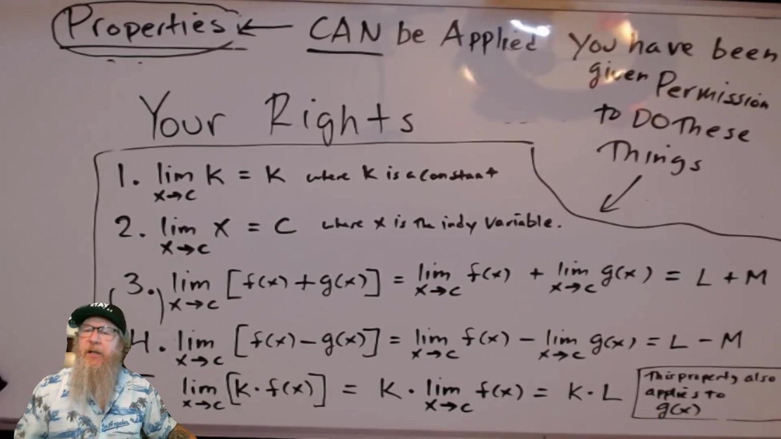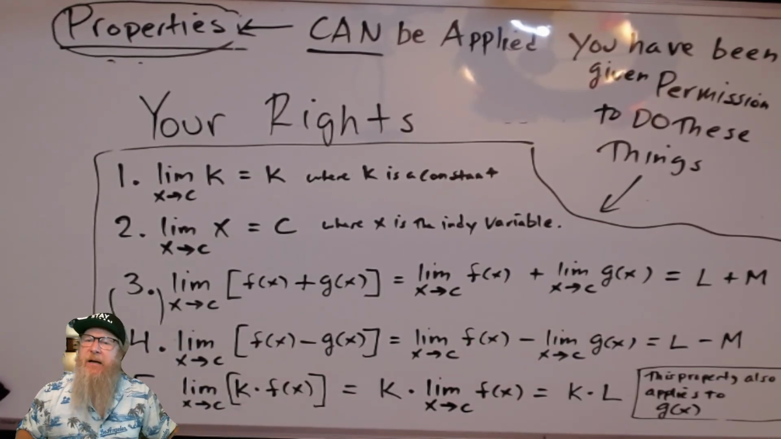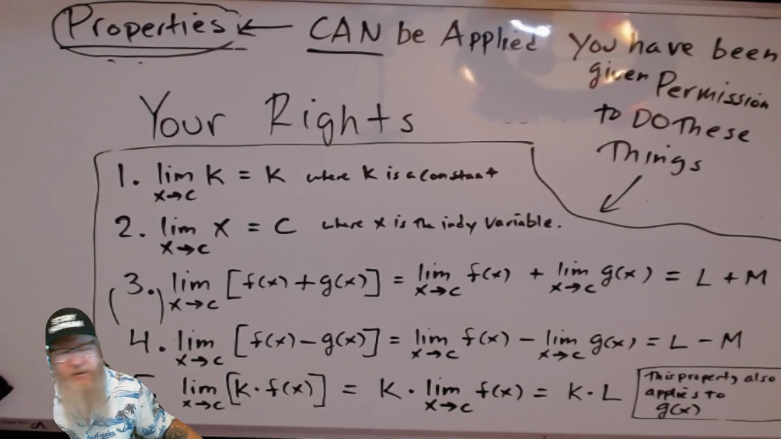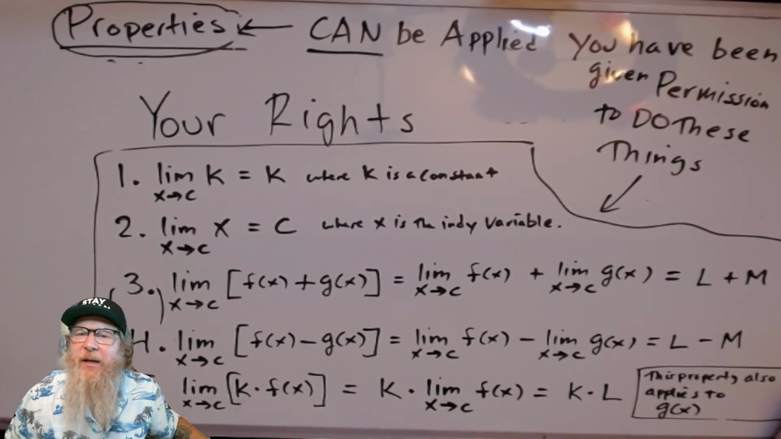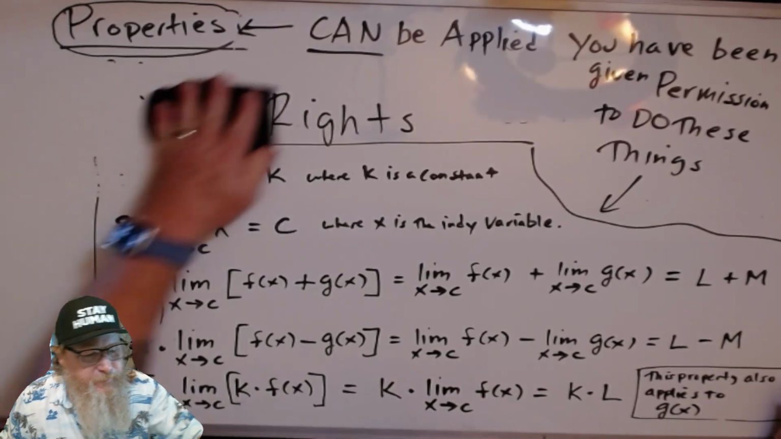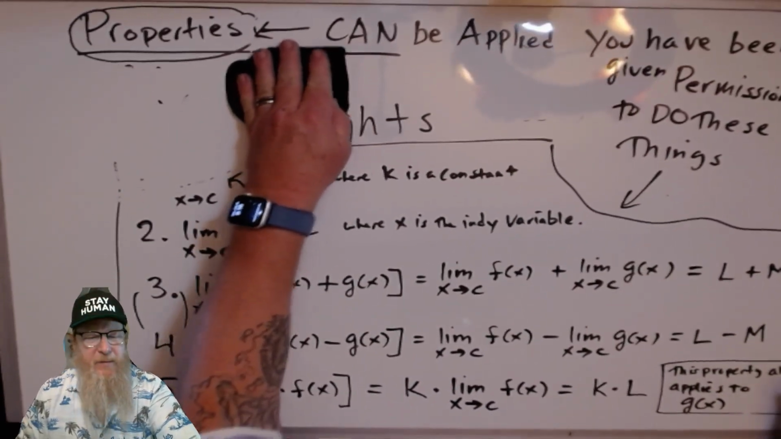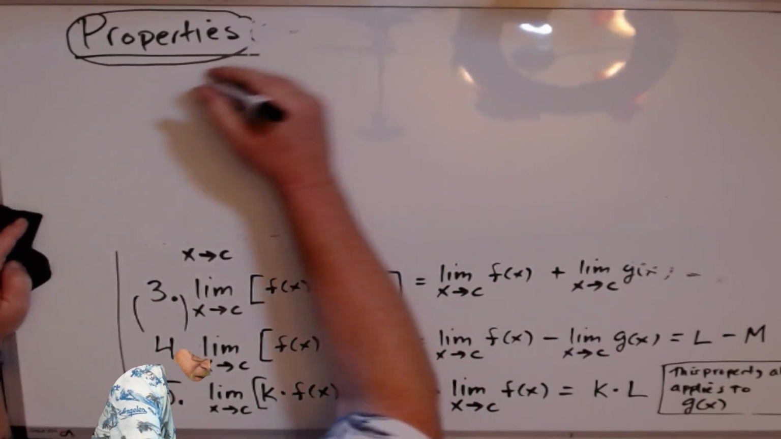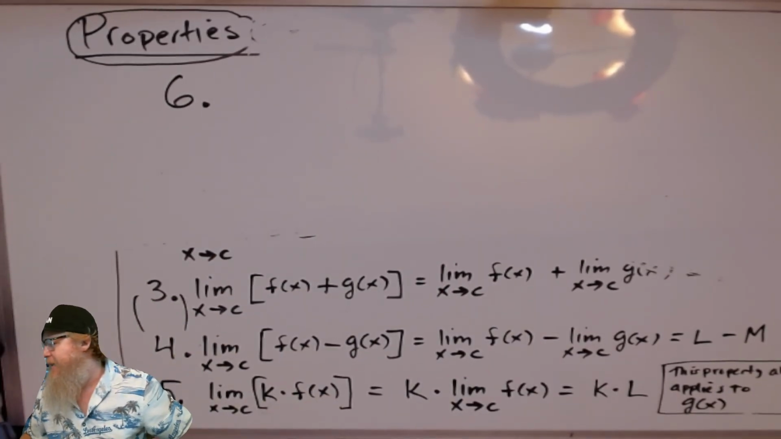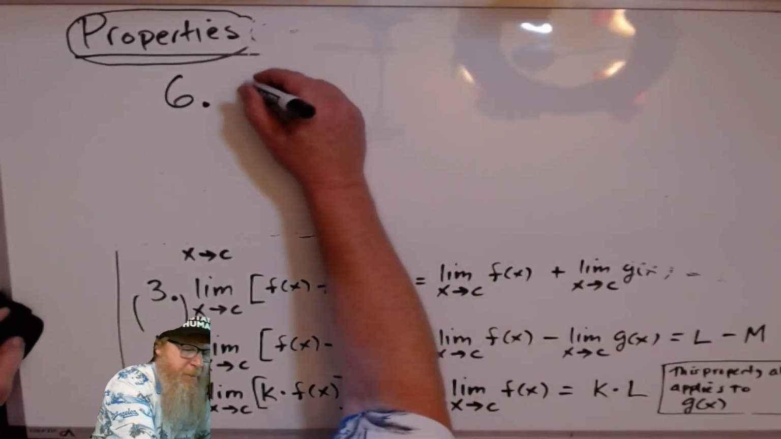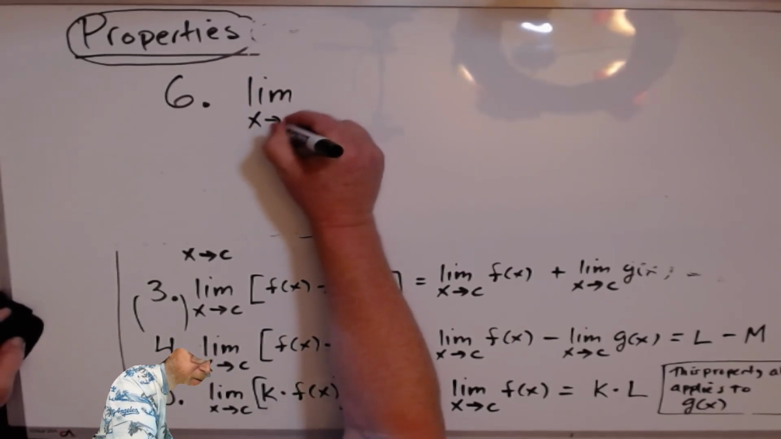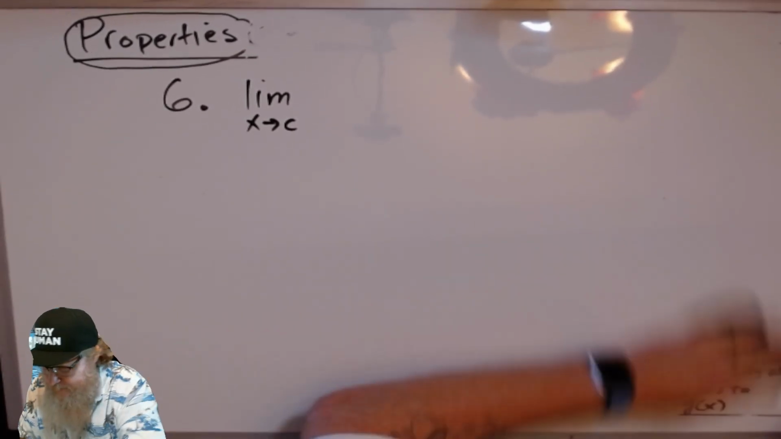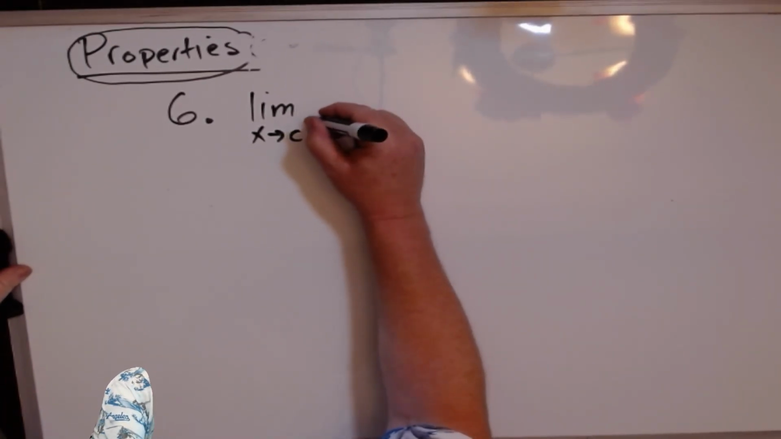All right, hopefully while I was talking, you got these ones written down. I have them all down in a nice little list here that I'll be referring to throughout the examples. I better get the rest of them on the board so that you can actually learn how to use the properties. Property number 6 is the product property. Very similar to the sum and the difference property.